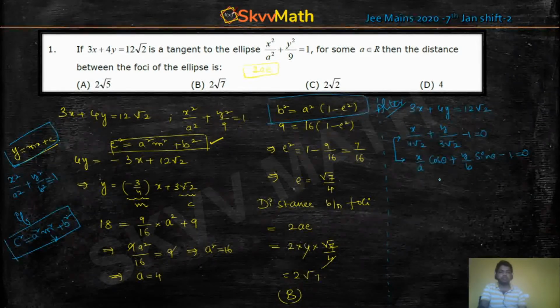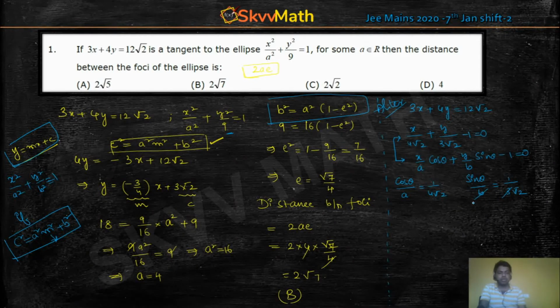If you compare this, the x coefficient is 1/(4√2). Here the x coefficient is cos θ/a, which equals 1/(4√2), and here sin θ/b equals 1/(3√2), right? Now what is the b value? b² is 9 here, so b is 3. So you can cancel 3, and you get sin θ = 1/√2, meaning θ is 45 degrees. That θ of 45 degrees you can substitute here. So (1/a)(1/√2) = 1/(4√2). Now if you cancel √2, you get a = 4.